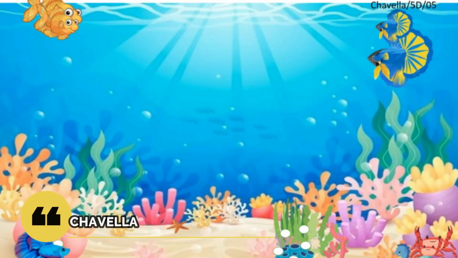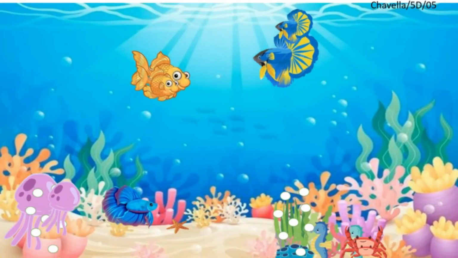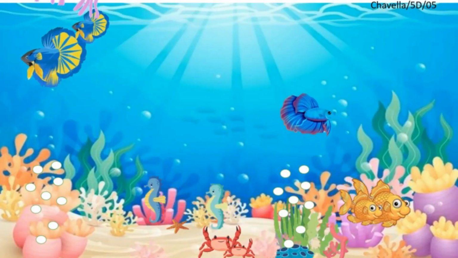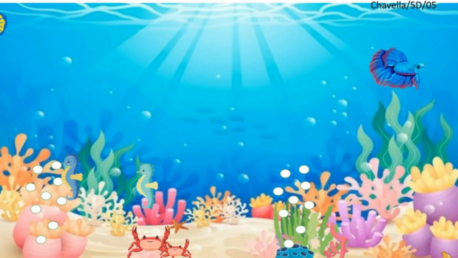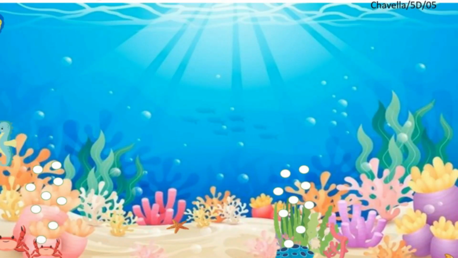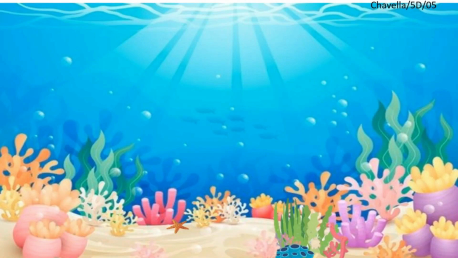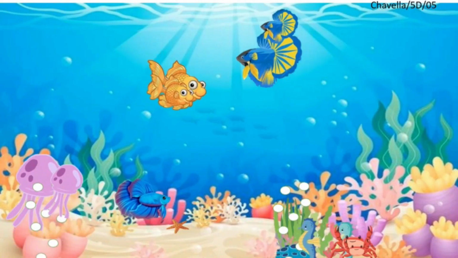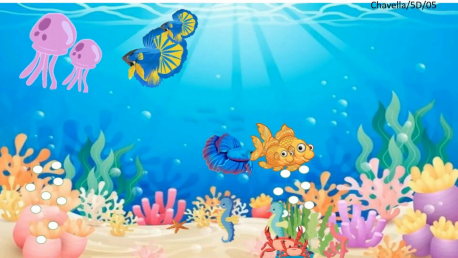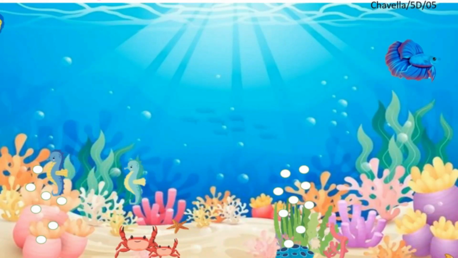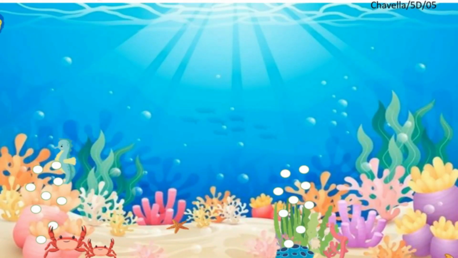Fish in the aquarium can live because they breathe using gills. Fish also move here and there by swimming. In the aquarium animation that I made, there are two components, namely biotic and abiotic components. Examples of biotic components are fish, crab, starfish, seahorse, and jellyfish, while the abiotic components are sand, stone, and water.